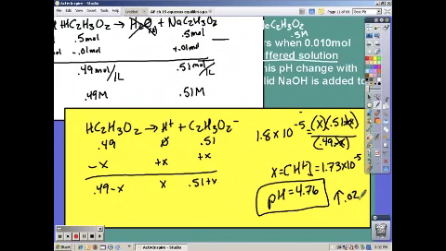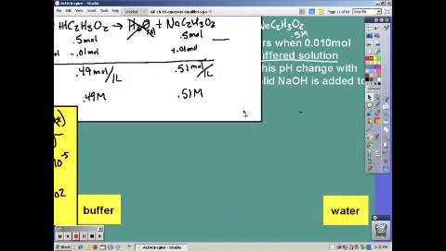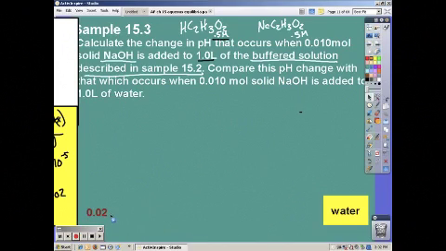It wants us to compare this change with that occurs when we add that amount of sodium hydroxide to water. So our concentration of sodium hydroxide is our concentration of OH. Our starting pH is 7 because water is neutral.